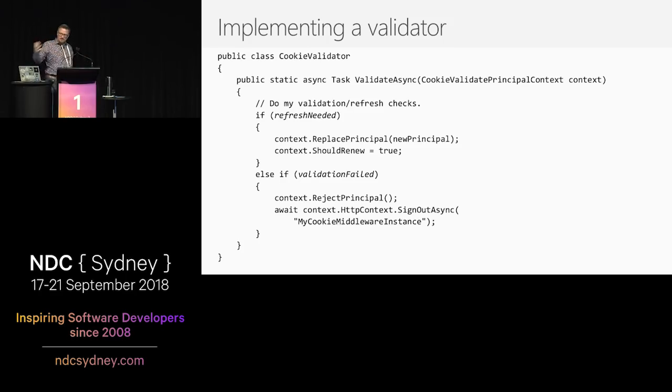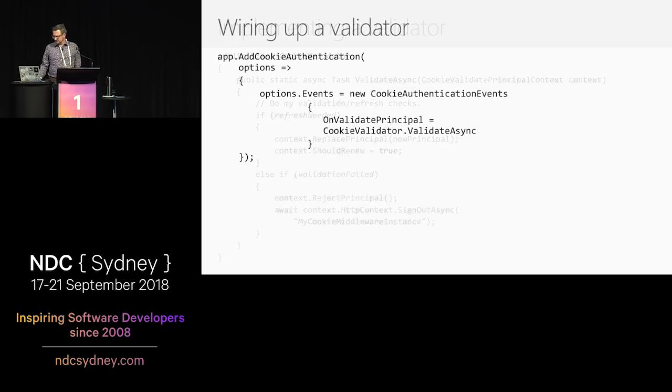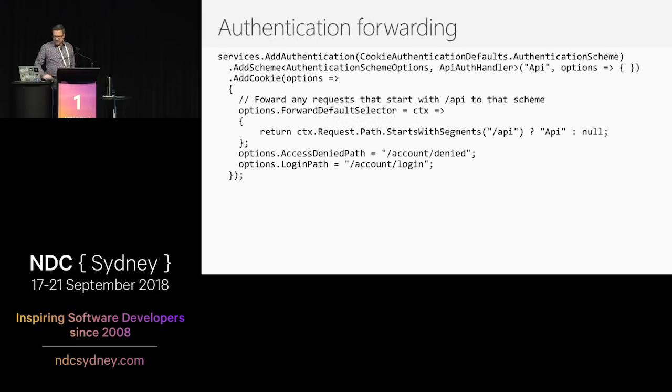Replace means I don't want to throw the user out. I'm just going to say that they have new roles or new properties. Reject does what you think it's going to do. And then here's how you wire it up in the cookie authentication events. And we have authentication forwarding, which is new in 2.1. So we finally got to something that's new in 2.1.